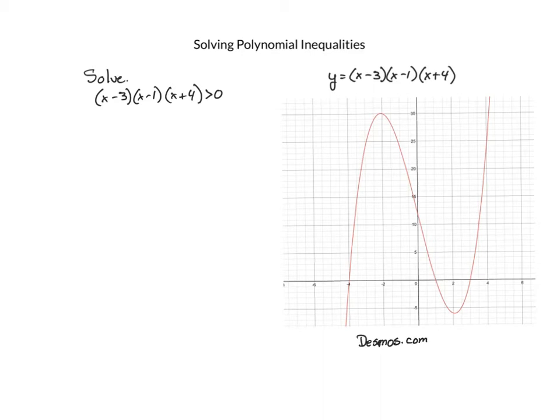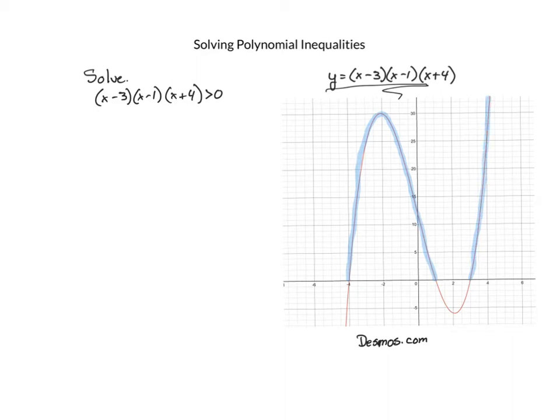So if our task is to determine where (x - 3)(x - 1)(x + 4) is greater than 0, we're going to be looking on the graph for the places that the y value for this particular function is positive. In other words, where is the graph above the x-axis? So let's look right here. We see that the graph is above the x-axis. And then again, over here, the graph is above the x-axis.